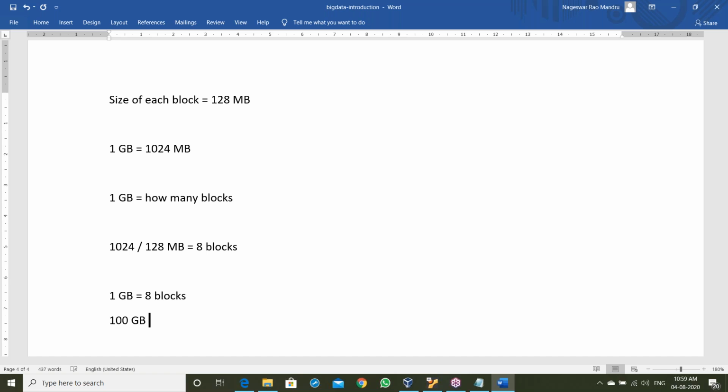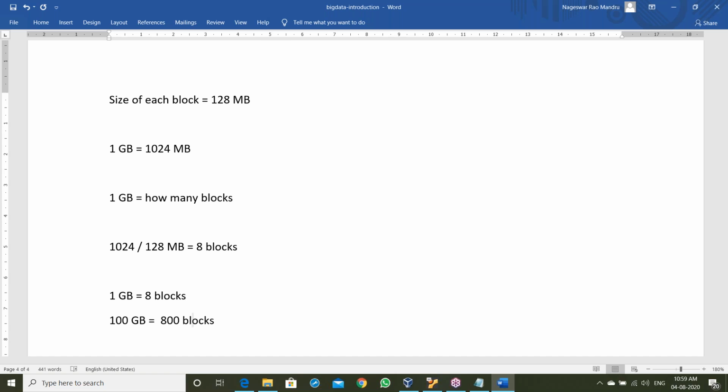Then 100 GB is equal to how many blocks? 1 GB is equal to 8 blocks, then 100 GB, how much here? 800 blocks. That's it. So that 100 GB of data divides into 800 blocks and is distributed onto multiple nodes in the cluster. Who will distribute into multiple nodes in the cluster? We'll see that.